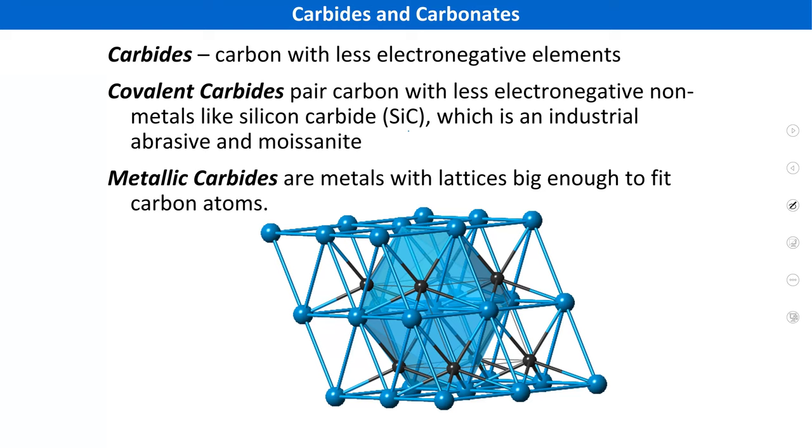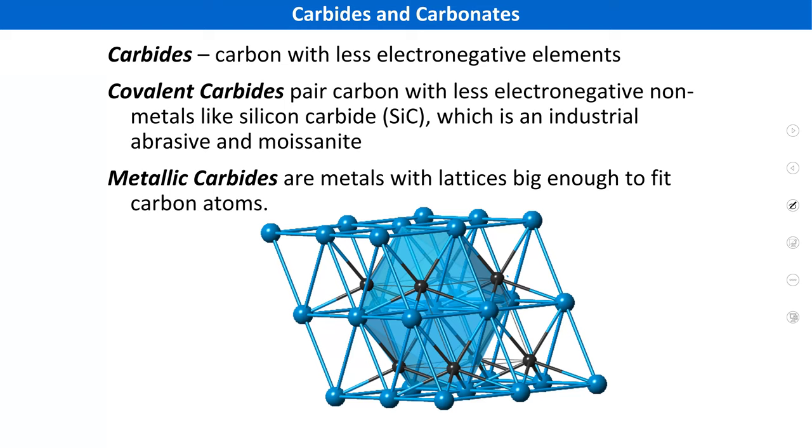But the place that you see carbides used all the time in home improvement stores is metallic carbides. The right metals actually have big enough empty spaces in between their atoms. When they're in their crystalline state, they have this empty space between the atoms that you can actually take a carbide and embed into that lattice structure.